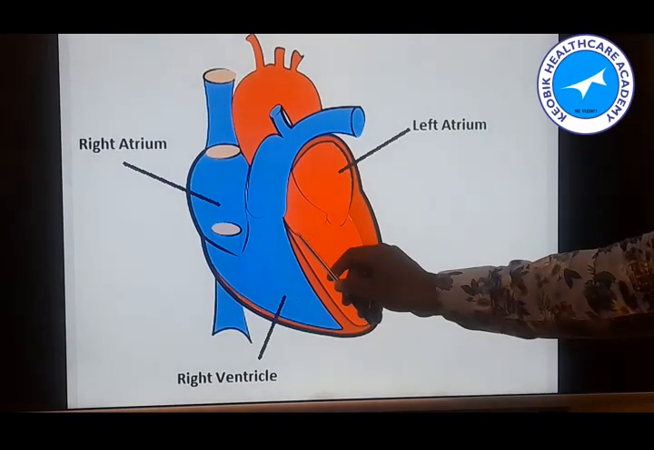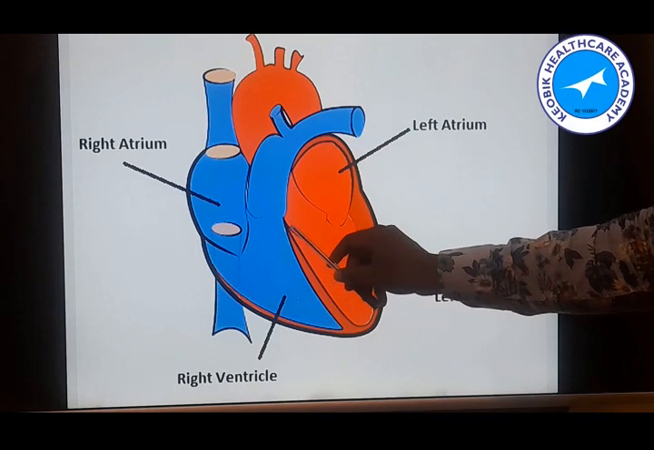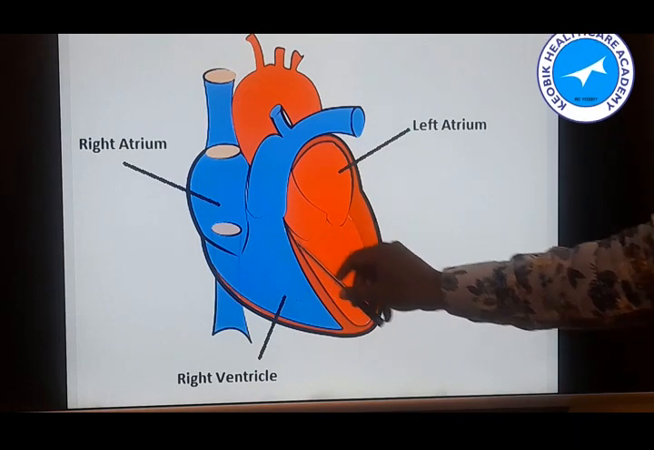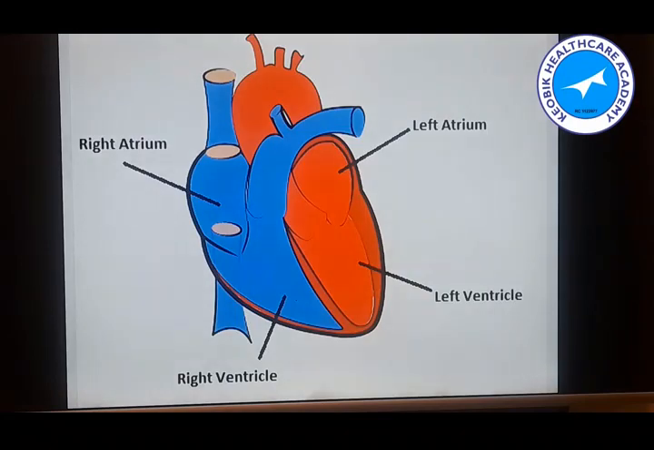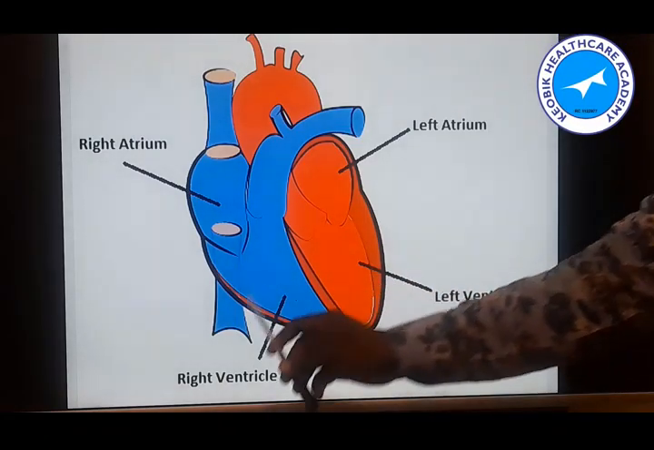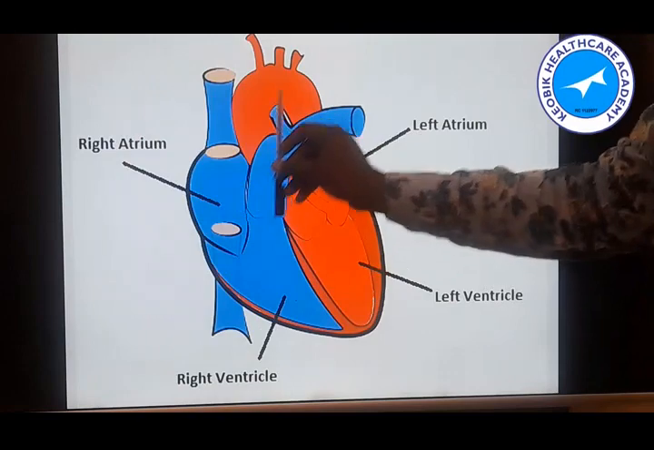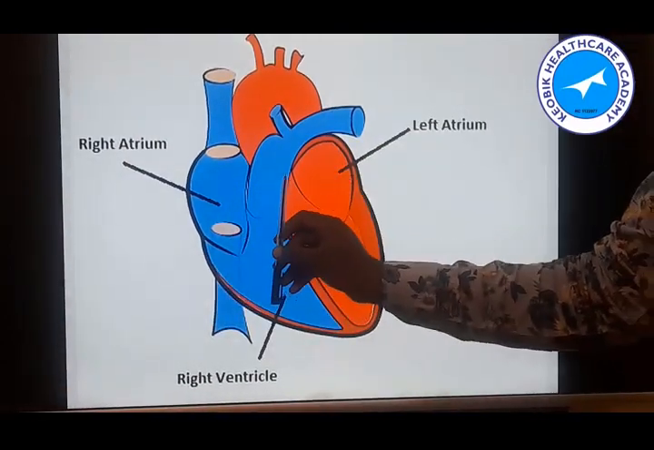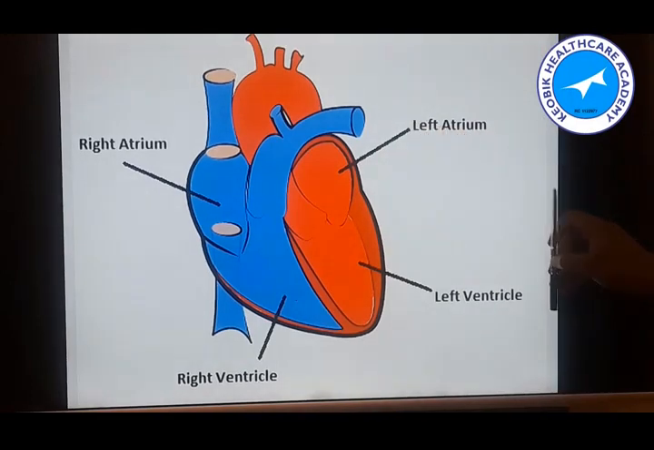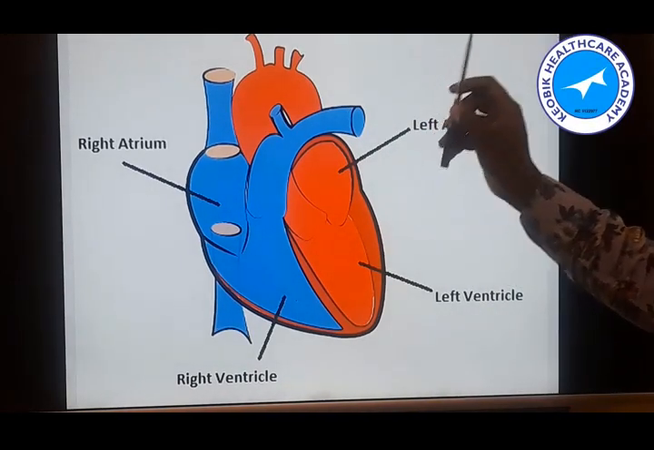From the left ventricle, there's another valve here called the aortic valve. That's how it enters into the aorta. From the aorta, it leads to the rest part of the body. So basically the right atrium and the left ventricle are carrying deoxygenated blood, while the left atrium and the right ventricle are carrying oxygenated blood.